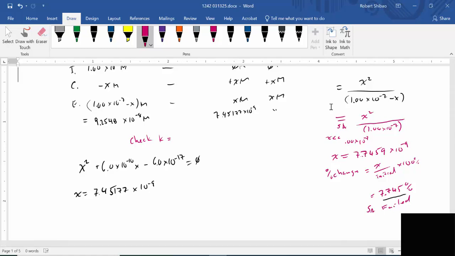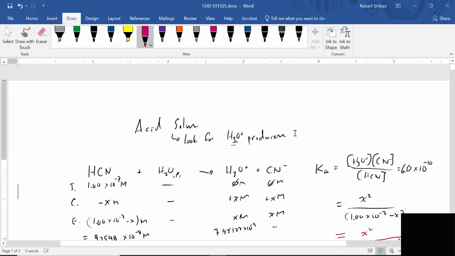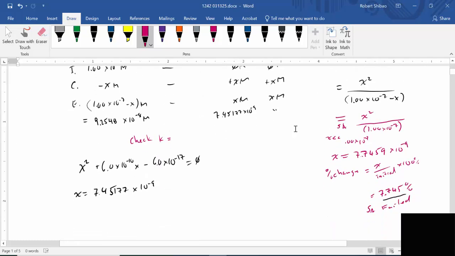Actually, I'm just going to punch it in my calculator. I don't want to rewrite these numbers here. So I'm going to invert this times 7.45177 times 10 to the minus 9 squared. Let's square the whole thing. Let's just try it. I guess it did work. So I check my K value and I get 5.99.